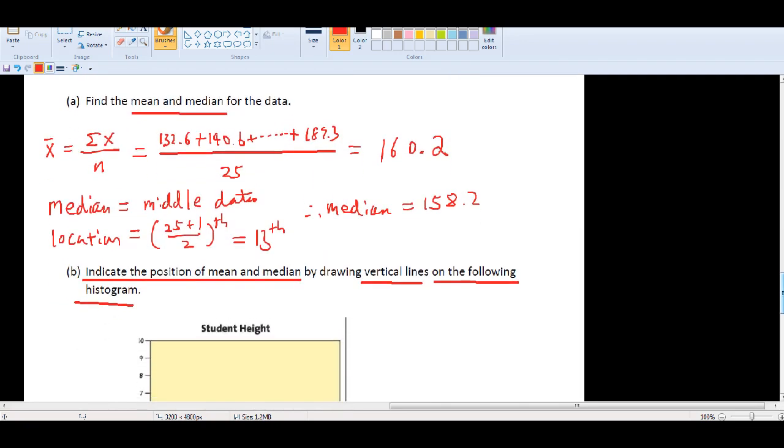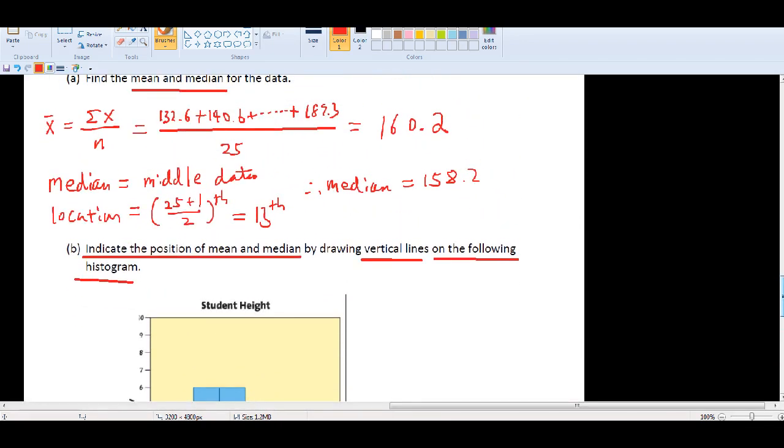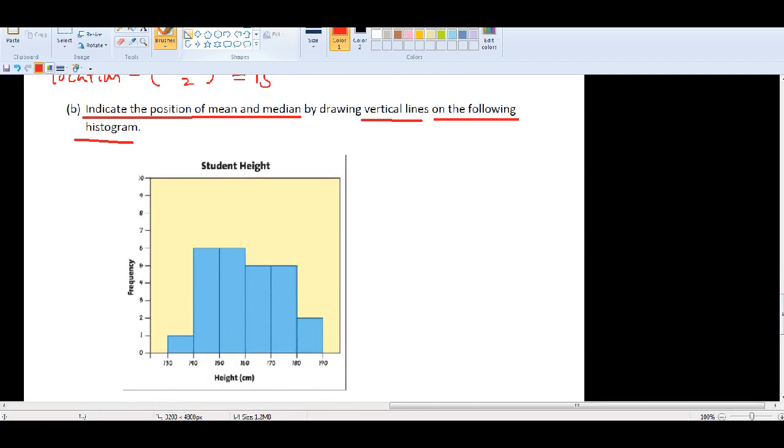But now you need to indicate the position of your mean and median on that histogram. So how about the mean, which is 160.2? It is very close to the boundary here, but possibly just a little bit to the right. Possibly that would be the position of our mean.